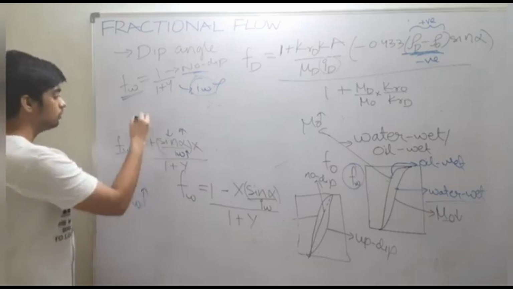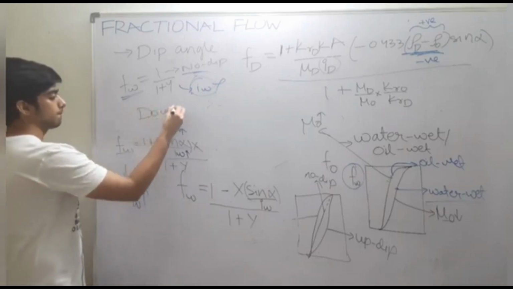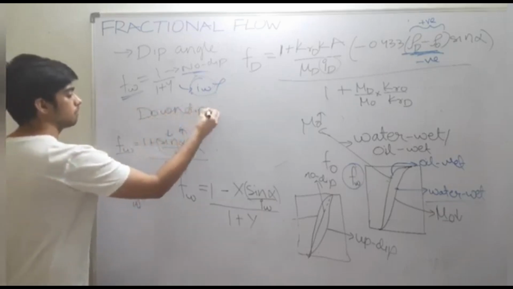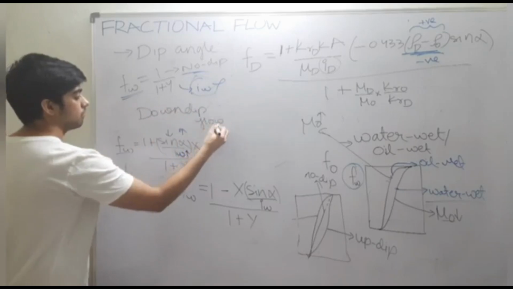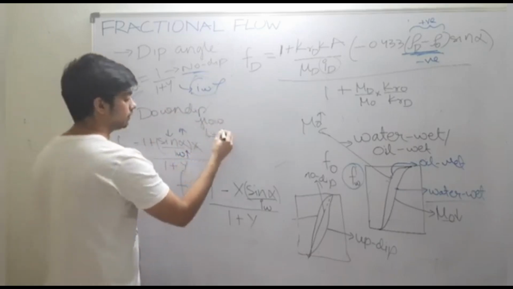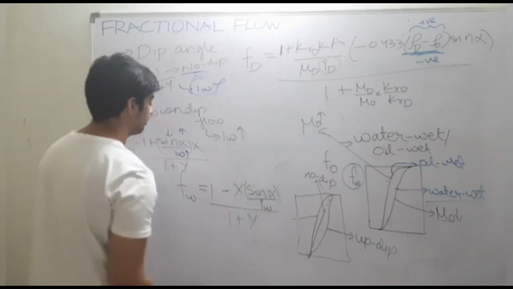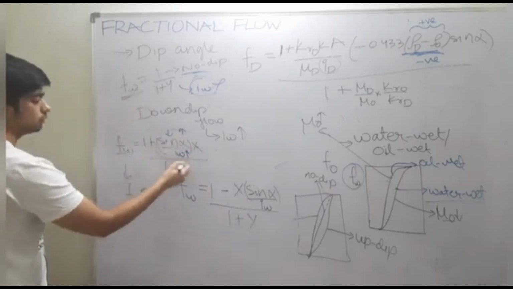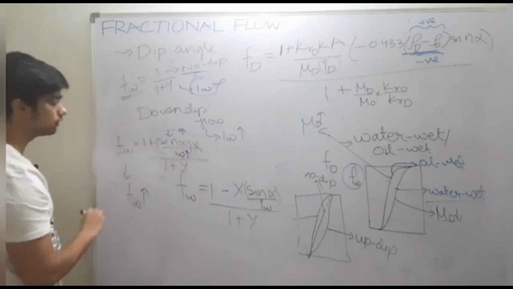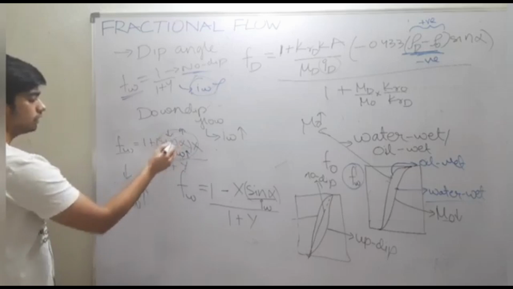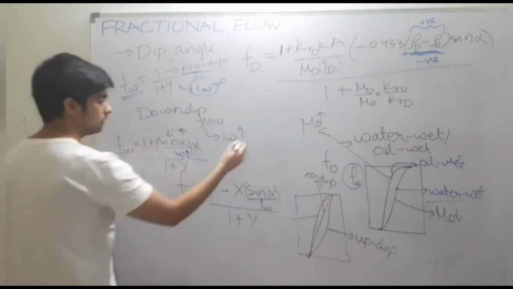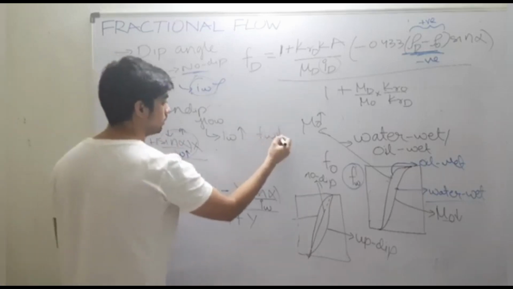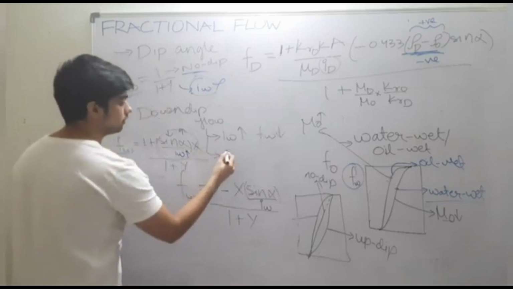So in case of down dip flow, on increasing the injection rate, what will happen? This term will get reduced, and reduction is something which we are aiming for. So in this case, Fw will be comparatively smaller.